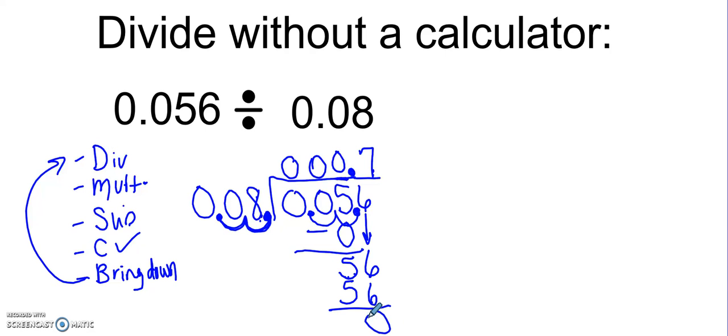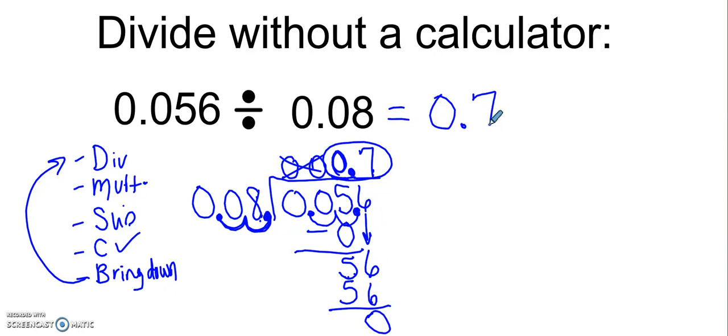I now know that my answer, these zeros do not matter, but I do like to have a 0 in the base place. The ones is what I call the base place. So typically, when you have a decimal, you would put 7 tenths as your answer. I'm going to say these numbers correctly too, because that's always important. 56 thousandths divided by 8 hundredths equals 7 tenths.